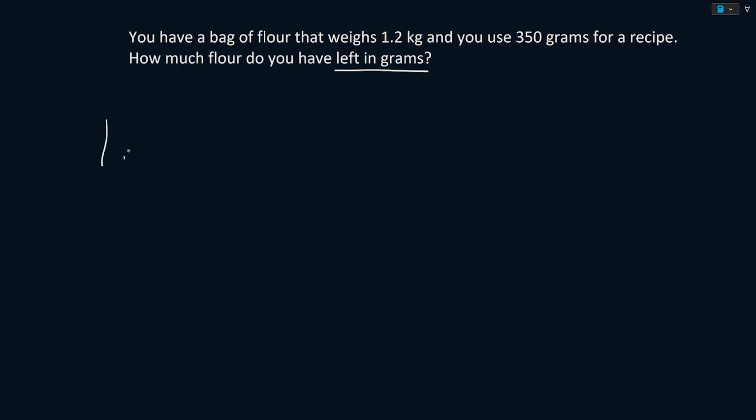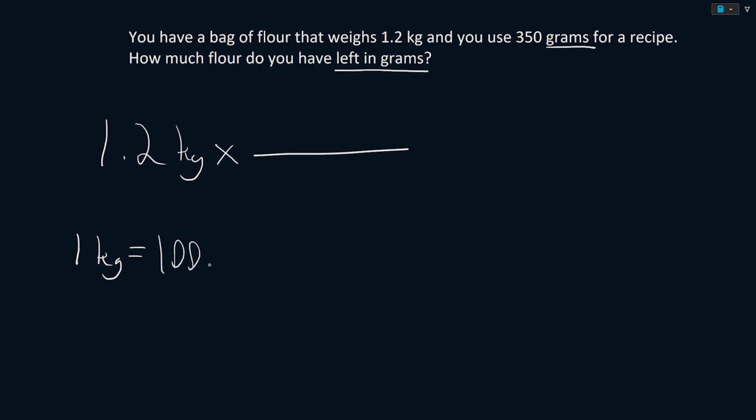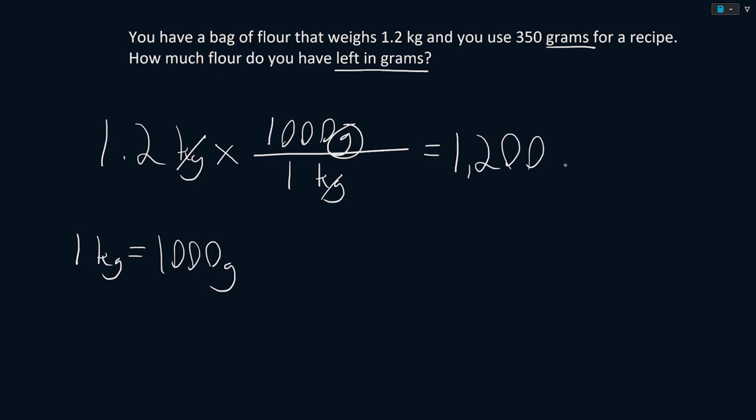To convert 1.2 kilograms into grams, we need to multiply through our conversion factor. We know that 1 kilogram is equal to 1,000 grams. So to convert kilograms to grams, we need to multiply through our conversion factor of 1,000 grams over 1 kilogram. Multiplying through this, the kilograms cancel and leave us with grams. Solving this, we get that 1.2 kilograms is equal to 1,200 grams.